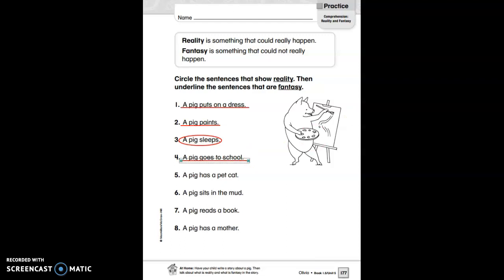Number 5, a pig has a pet cat. Do pigs have pet cats? No, they don't. So is that reality or fantasy? Fantasy. Go ahead and underline it.